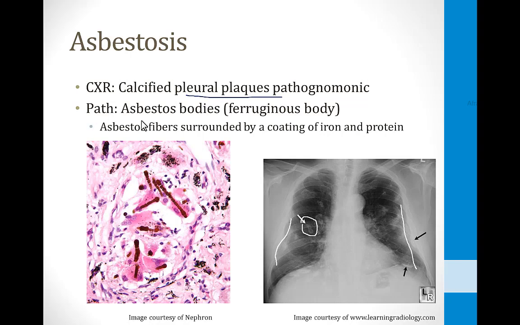On lung biopsy, the classic finding of asbestosis is called an asbestos body. It's also called a ferruginous body. And these long string of pearls type things that you see right here, these are asbestos fibers surrounded by a coating of iron and protein after they've been phagocytosed by macrophages.